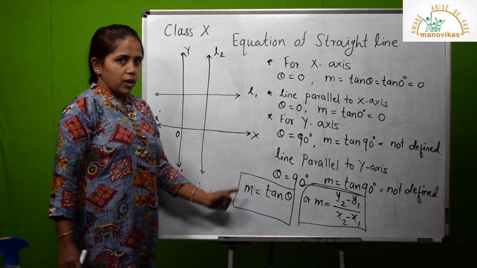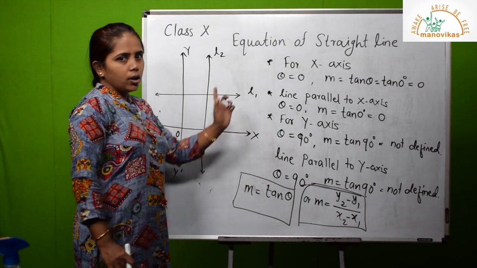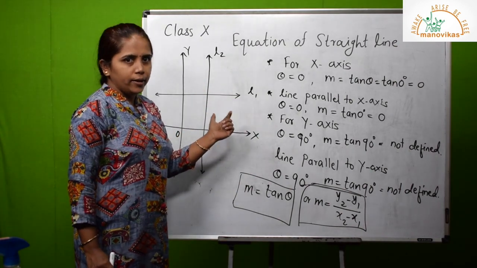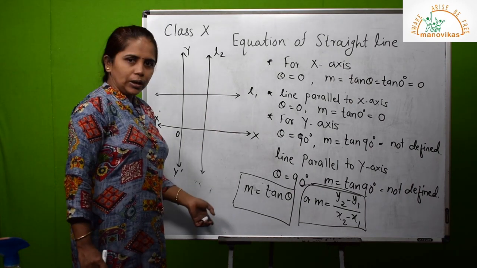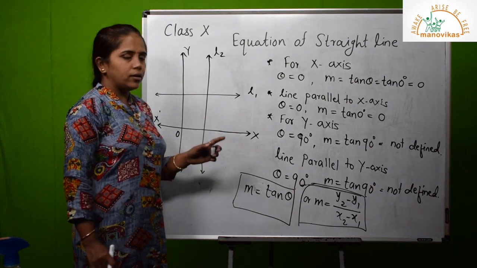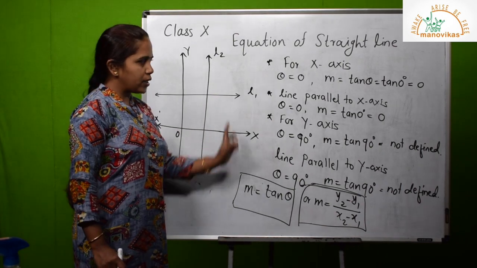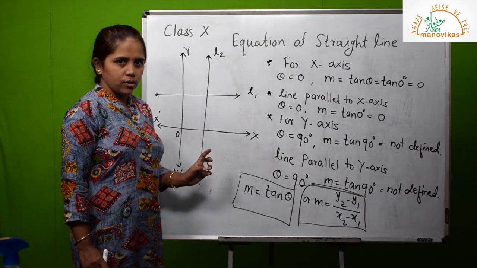These are the two formulas for the oblique line to get the slope or gradient of that line. Understood? Using this here to get the equation of straight line. So be careful about these formulas. Okay.